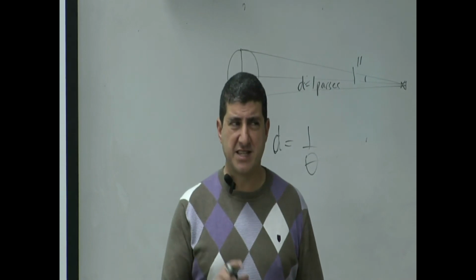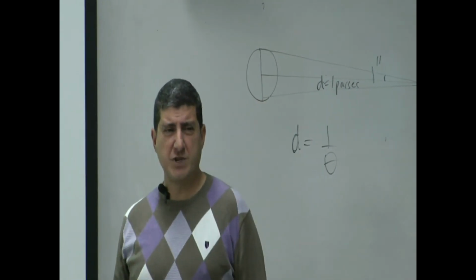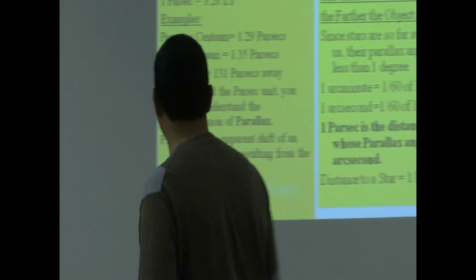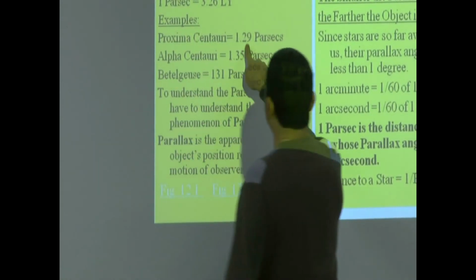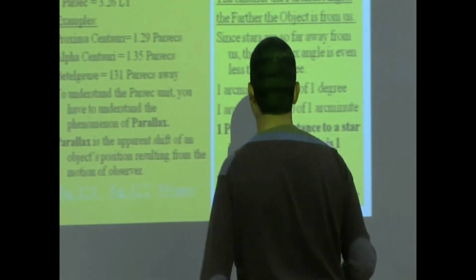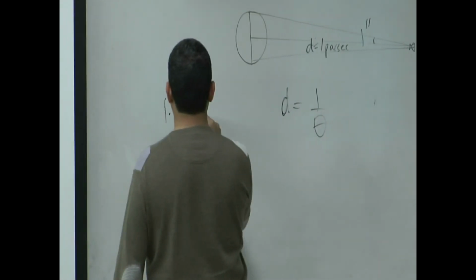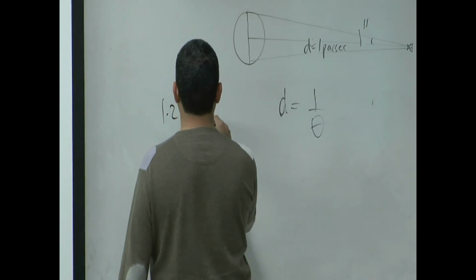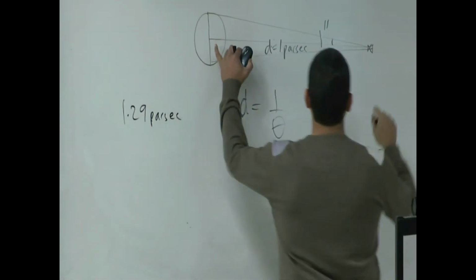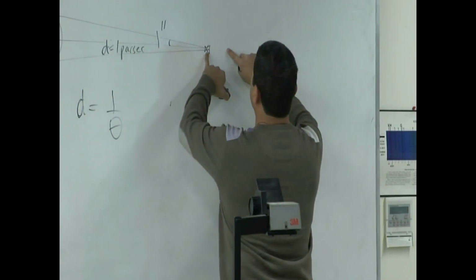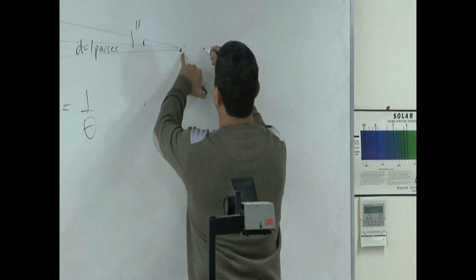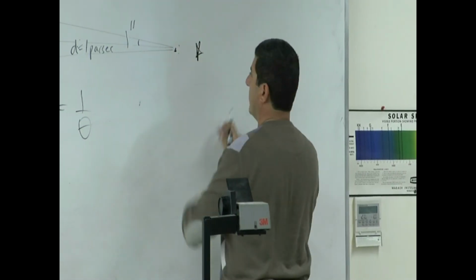But the weird thing is this. Earlier on, we said that our closest star to us was Proxima Centauri. What was the distance of that star? 1.29 parsecs, right? So what does that mean? That means that that star is actually farther away than this point, a little farther away.